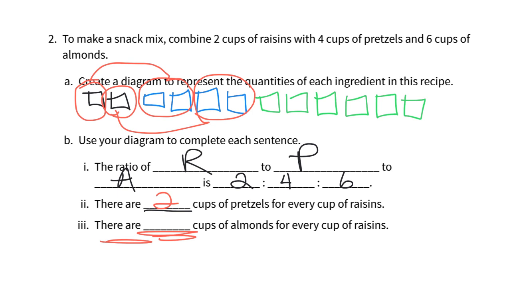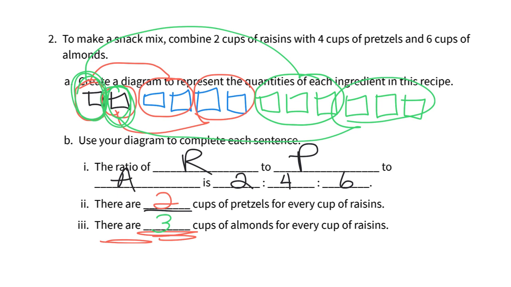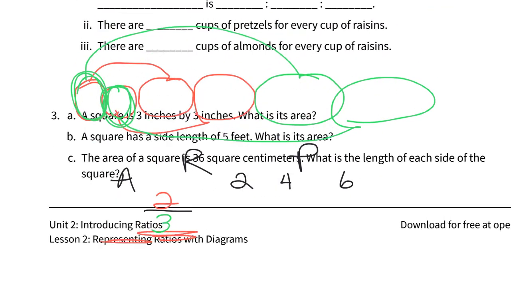And then a similar question, there are blank cups of almonds for every cup of raisins. So again, for this cup of raisins, there are 3 cups of almonds. And this cup of raisins, there are 3 cups of almonds. So we see that unit ratio is where we're kind of guiding students towards.